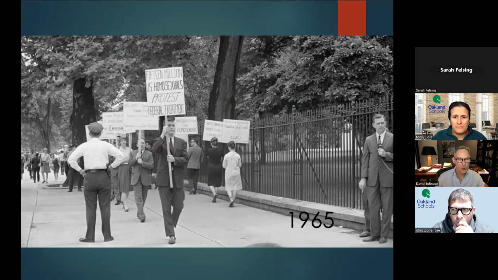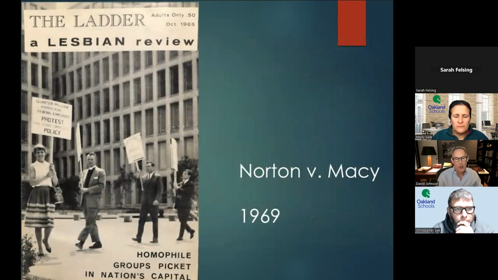And they continued to march. They marched in front of other government buildings. They marched in front of Independence Hall in Philadelphia. And probably more importantly, they brought other court suits through the federal court system. And by 1969, they're winning.